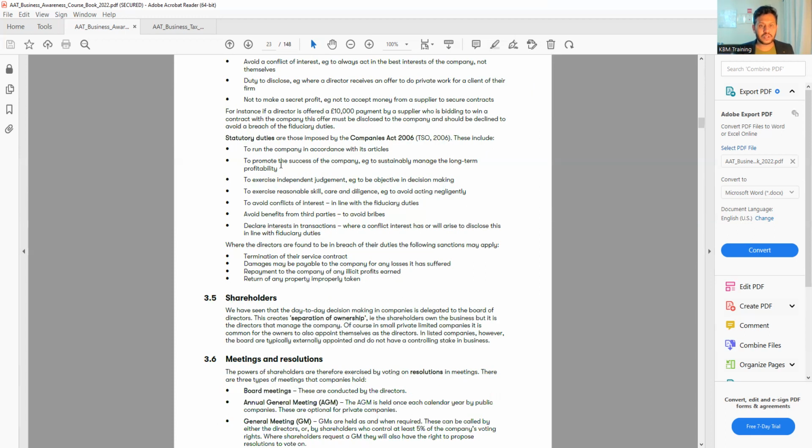Then we have statutory duties. Statutory duties are set out by Companies House. Now, at Companies House, we follow the Companies Act 2006. All the rules we have for the limited company are under the Companies Act 2006. Obviously, when you open a limited company, there are two official documents you are going to receive from Companies House. The first one is the Articles of Association. The next one is the Memorandum of Association.